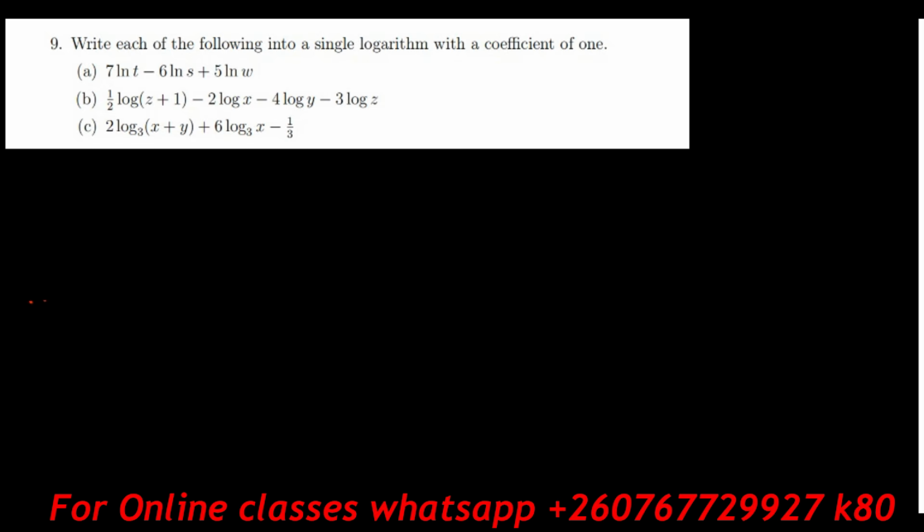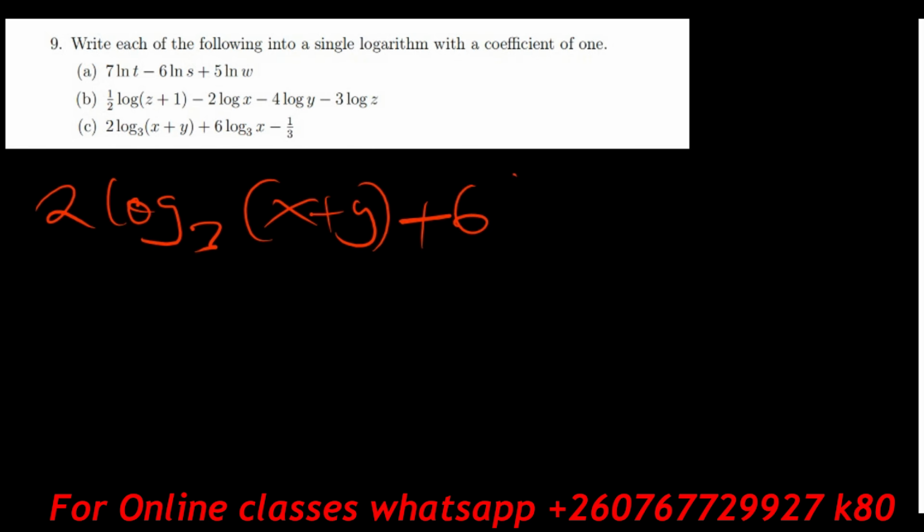Okay, there we go. So we're going to have part C, which is 2 log base 3 of x plus y, plus 6 log base 3 of x minus 1 over 2. Initially this is supposed to be in the brackets. This was just an error. These are supposed to be in brackets. They can't be in. So there we go. Let's see.